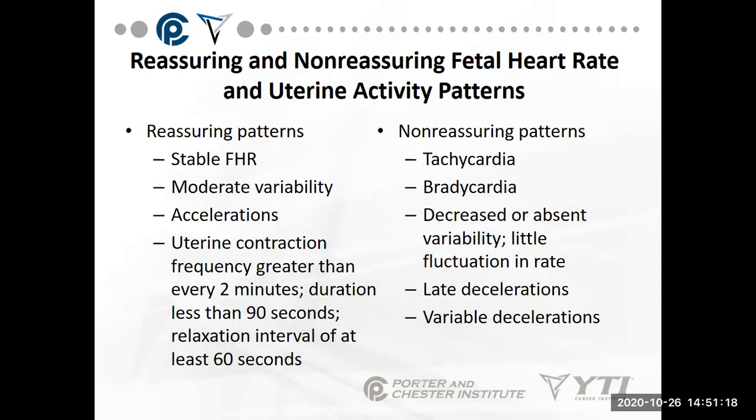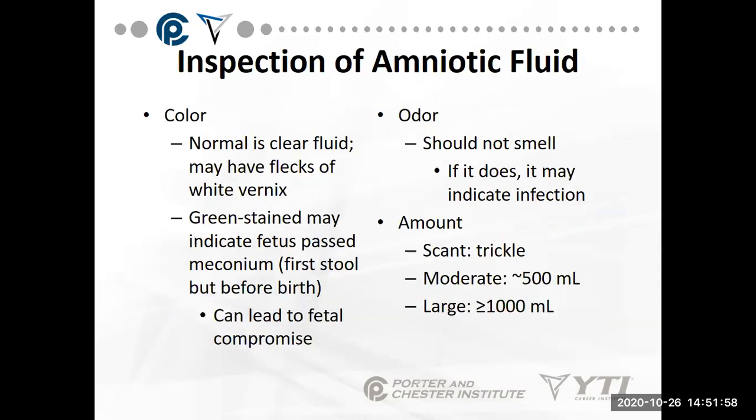With the reassuring patterns, again, you're going to have the stable fetal heart rate and the moderate variability. You're going to have those accelerations, no decelerations. You're going to have the uterine contraction frequency greater than every 2 minutes and duration less than 90 seconds. You're going to have the relaxation intervals of at least 60 seconds. When it's a non-reassuring pattern, again, you're going to see the tachycardia, the bradycardia, the decelerations or decreased or absent variability, little fluctuations, the late decels, the variable decelerations. So those are going to be your non-reassuring patterns.